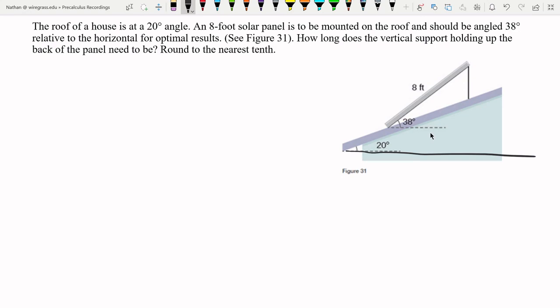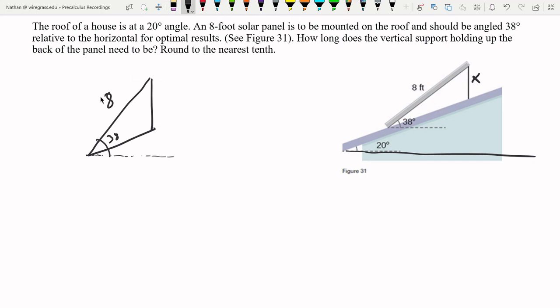So how long does the vertical support need to be for the panel? So really this is going to be our X. And what we have is really an oblique triangle here. This is the roof, and this is the vertical support. This is 8 feet, and this here is 38 degrees.